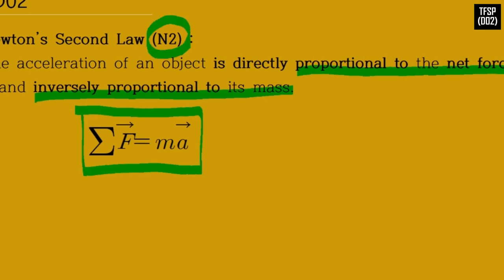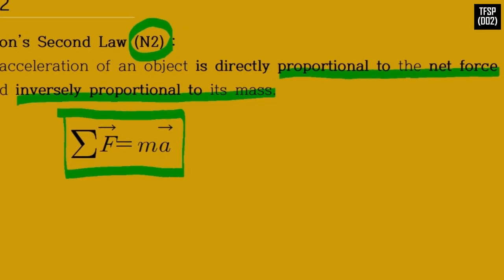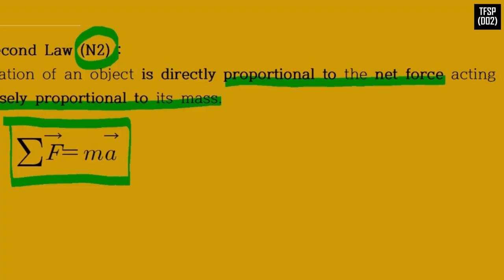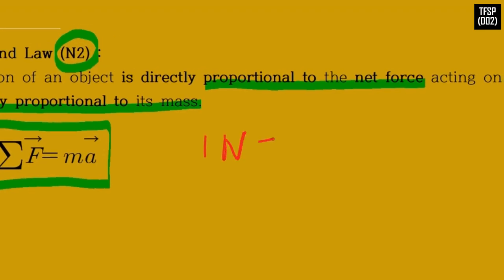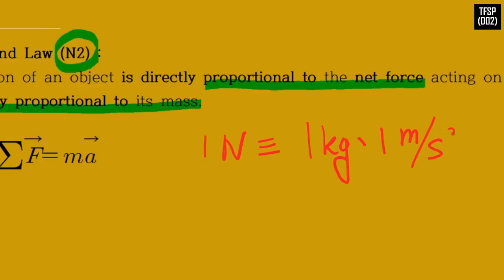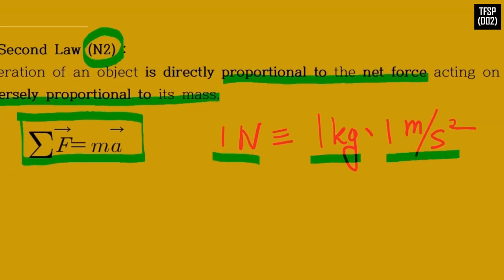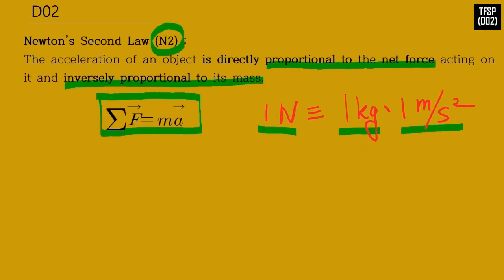A newton is defined as the force that produces an acceleration of 1 meter per second squared when acting on a 1 kilogram mass. 1 newton equals 1 kilogram meter per second squared.